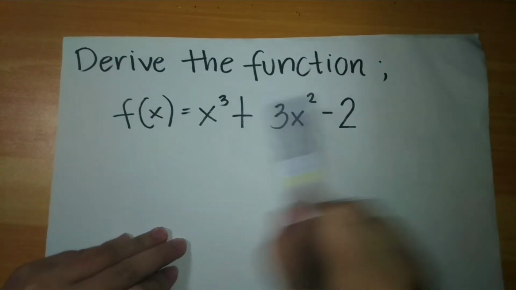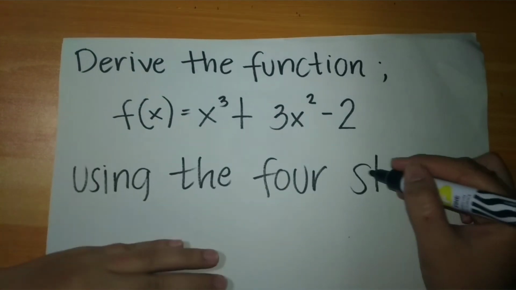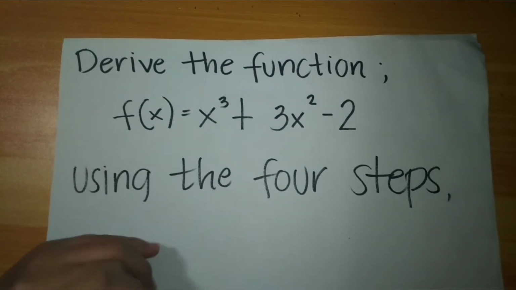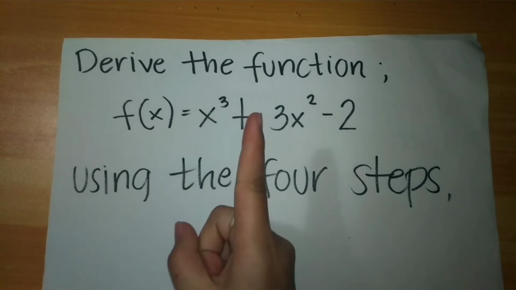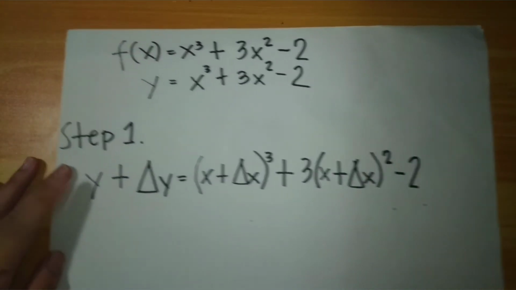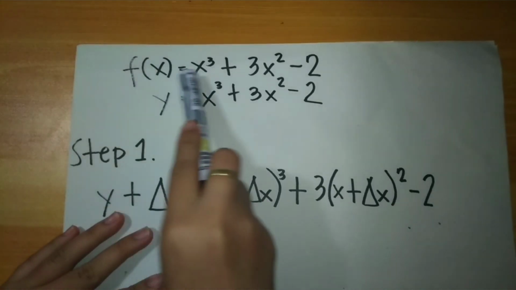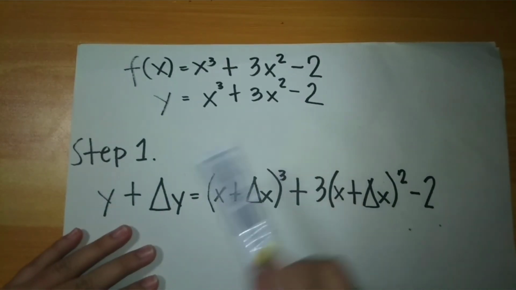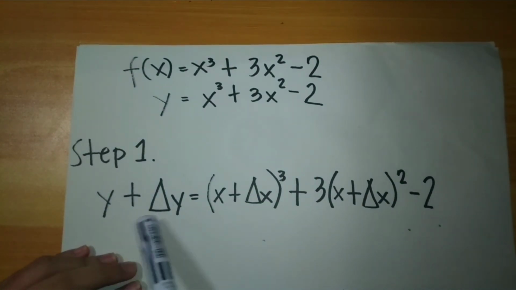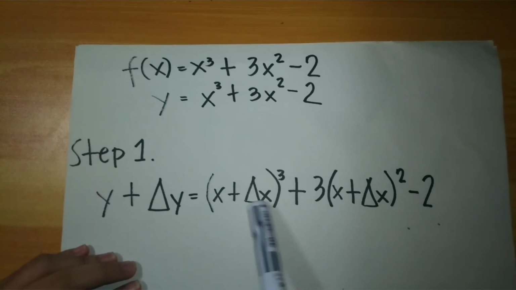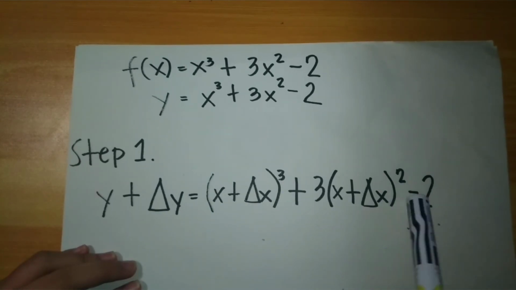So for number 4, we're going to differentiate this function using the four-step process. Step 1: we add a delta y in our equation. As you can observe, the x in our original function was replaced with x plus delta x. So y plus delta y equals (x plus delta x) cubed plus 3 times (x plus delta x) squared minus 2.